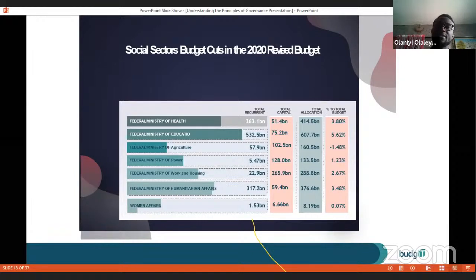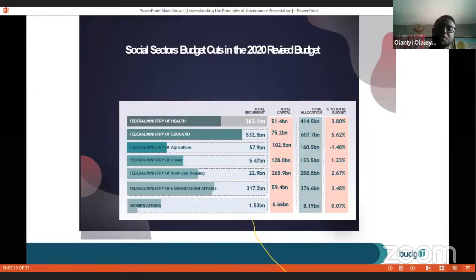Humanitarian Affairs. Humanitarian Affairs means in case of disaster, water disaster, fire disaster, that ministry takes care of it. Issues in the Northeast and all of that, and the Ministry of Women Affairs. Because Nigeria has been running a system in which women are not really given a chance to participate in governance. How many women governors have we had in Nigeria since 1999? So these are the social sectors that benefit everybody. Over 200 million Nigerians fall within these 7 ministries.